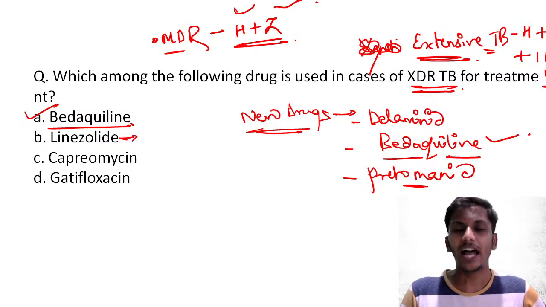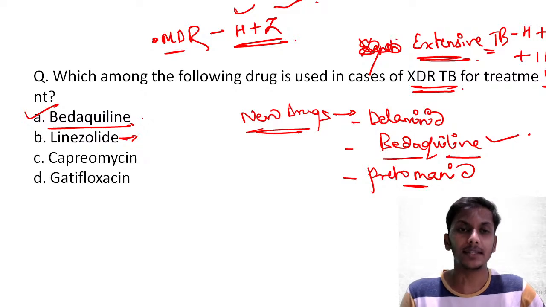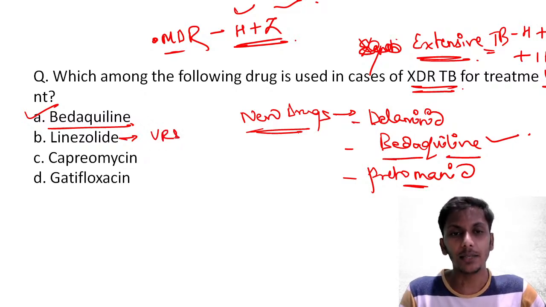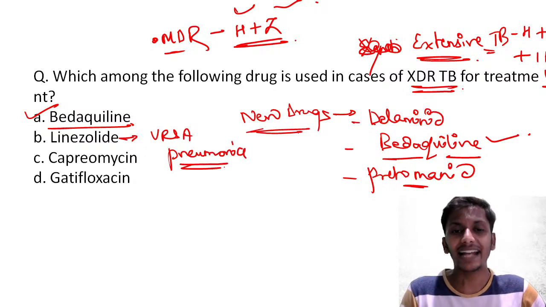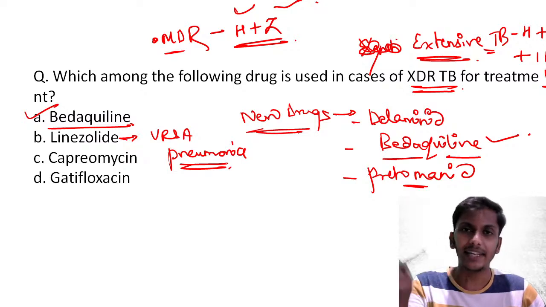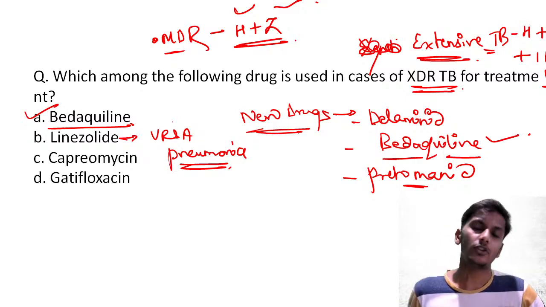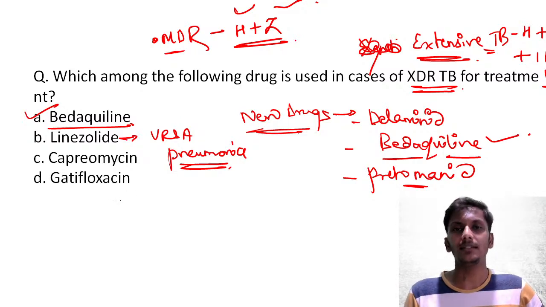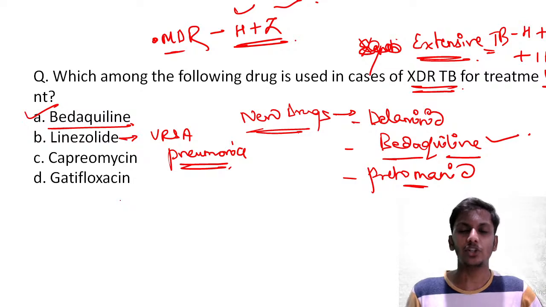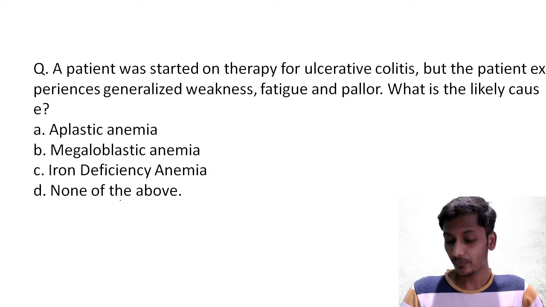Linezolid, as I have told you, usually in cases of vancomycin resistant Staphylococcus aureus, the drug of choice is daptomycin. But in cases of VRSA pneumonia, as daptomycin is inactivated in the respiratory system by the surfactant, daptomycin does not work in the respiratory system, therefore in VRSA pneumonia the drug of choice would be linezolid. Okay, capreomycin is an injectable second line antitubercular agent. Gatifloxacin is again an oral fluoroquinolone.